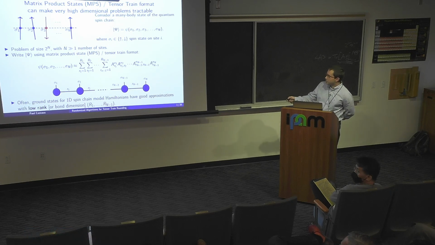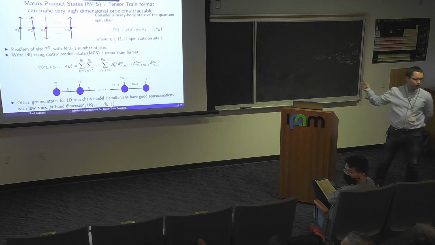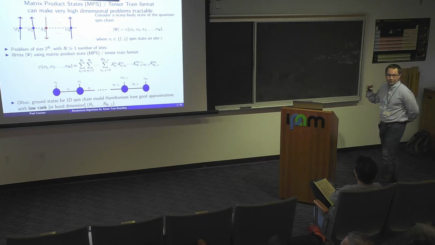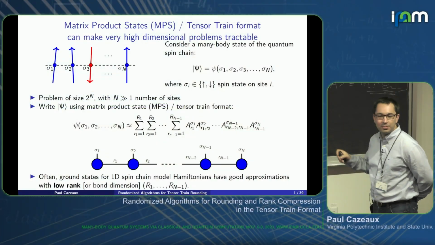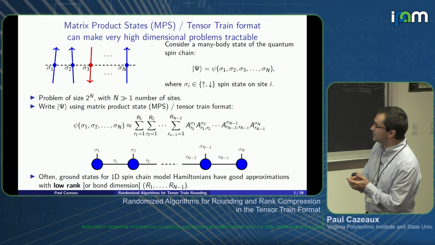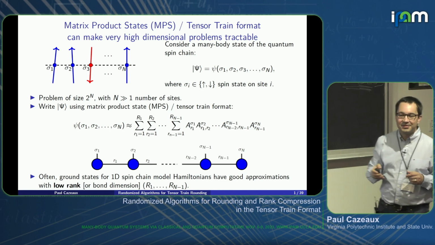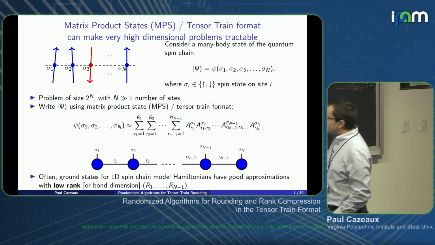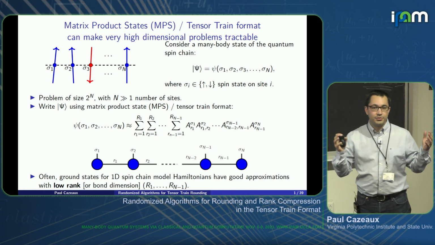And then 2 bond indices, or ranks, as we call them. I'll have to jump a little bit back and forth between the two communities. I might slip sometimes in my language, so just be warned. I might call them rank or bond dimensions. These are the same things. And this will be tractable essentially if we can maintain these ranks to be small.